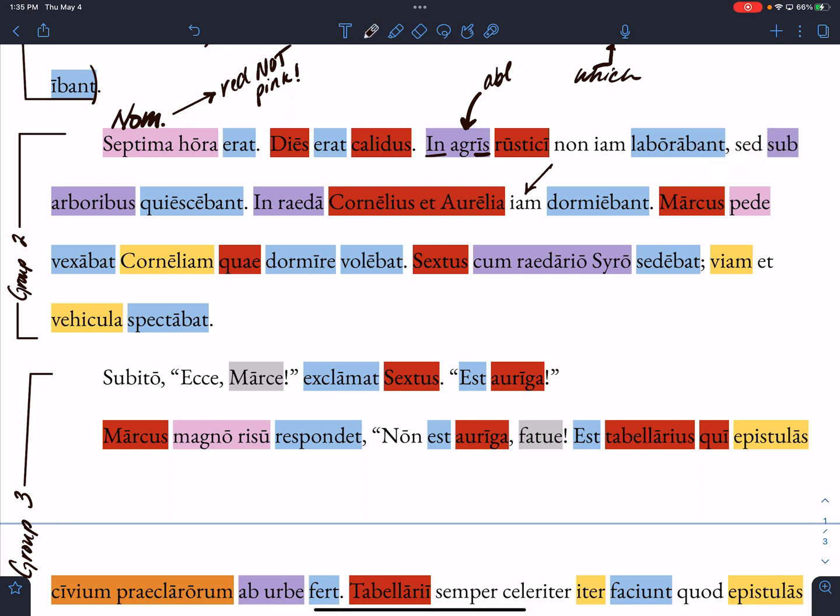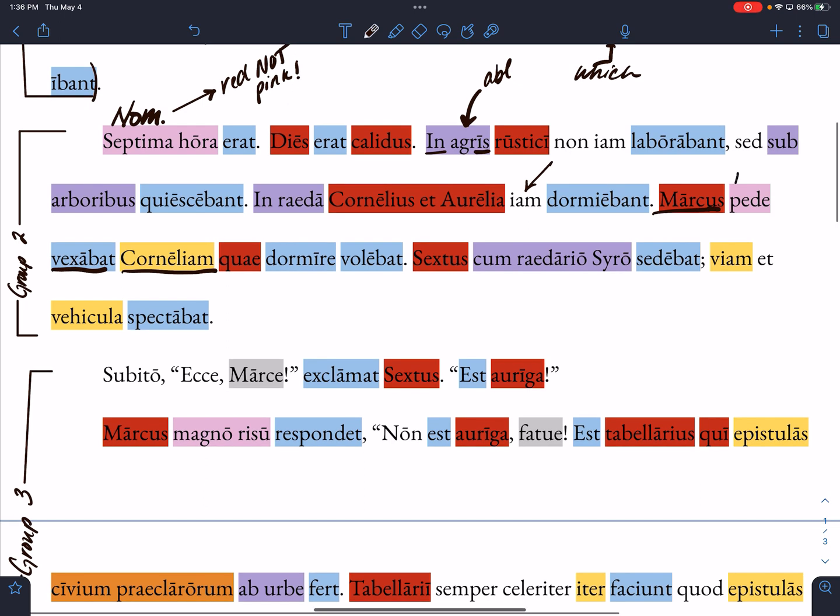Okay, so let's stick with what we've got here. So Marcus was vexabat Corneliam. What was he doing? He was annoying Cornelia. Now, pede. Okay, third declension. It's ablative. He was annoying her with his foot. What kind of ablative do we have here? Yeah, it's an ablative of means or instrument. Good. So Marcus was annoying Cornelia with his foot.